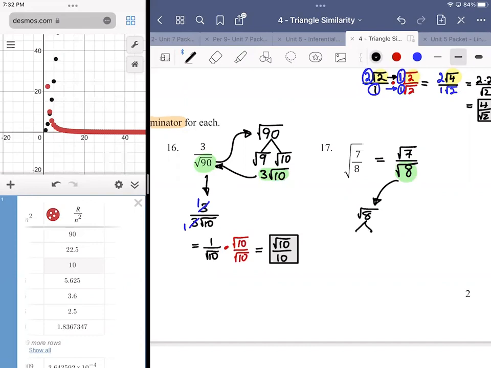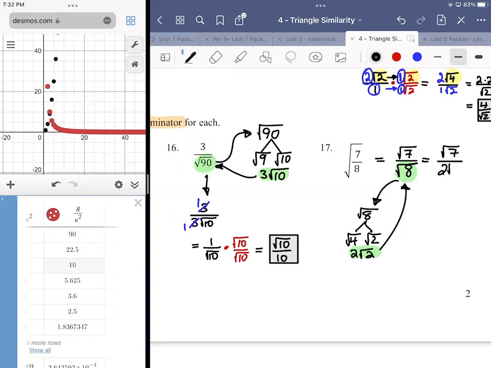The half value of rad 8 is rad 4. Well, the half value of the radicand is 4. Rad 4 times rad 2, square root of 4 is 2, so 2 rad 2. So I can now replace the radical 8 with a 2 rad 2. So this is the same as saying rad 7 over 2 rad 2.